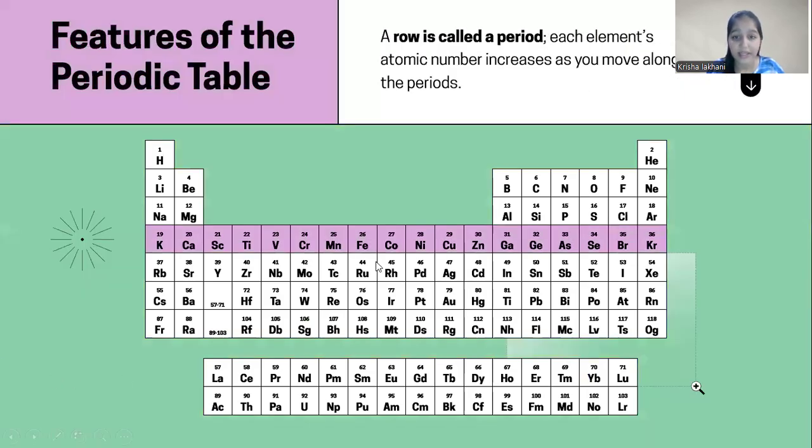As you can see, the first 20 elements you have to learn by heart. Hydrogen, helium, lithium, beryllium, boron, carbon, nitrogen, oxygen, fluorine, neon, sodium, magnesium, aluminium, silicon, phosphorus, sulfur, chlorine, argon, potassium, calcium. If you learn these 20 elements, you know the atomic numbers 1, 2, 3, 4. You know where each one stands.